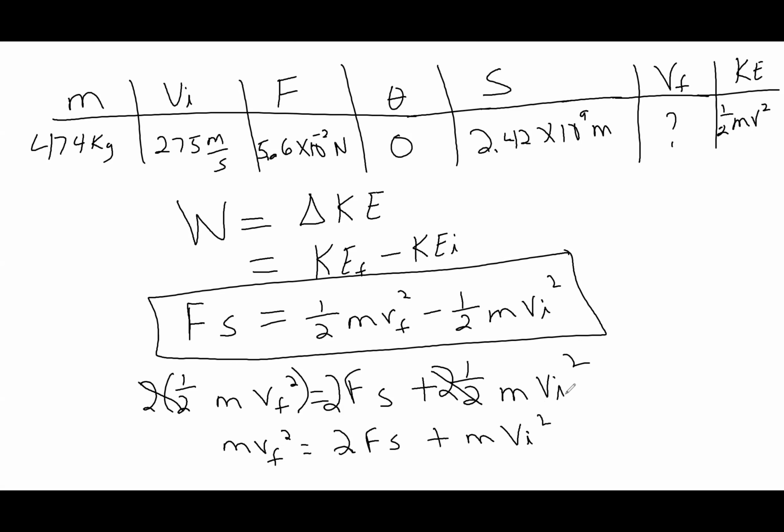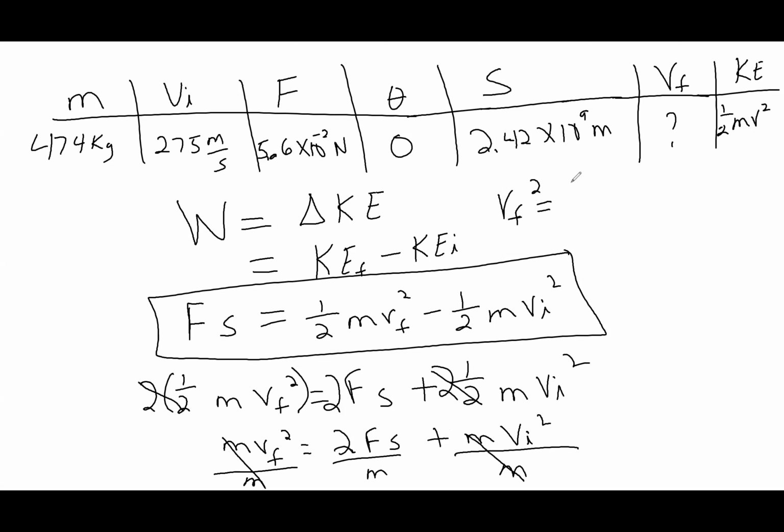Now I need to get rid of this M. So of course I'm going to do what? Divide the terms by M. And of course here the M's cancel out. So when I solve for V final, I'm going to take 2 times F sub S divided by M and add to that V initial squared. So let's solve for V final squared.